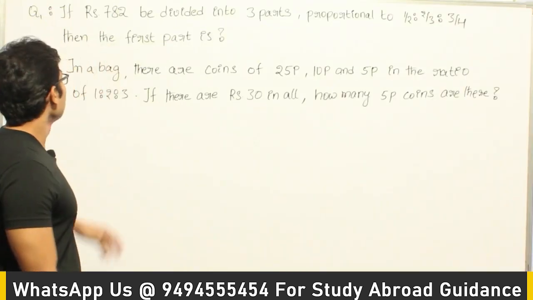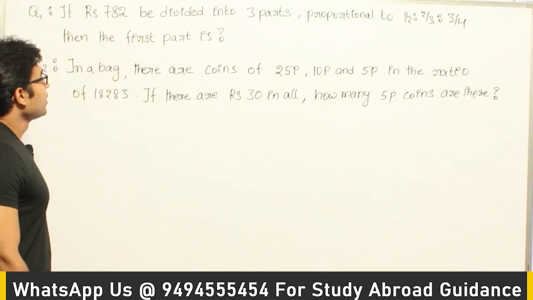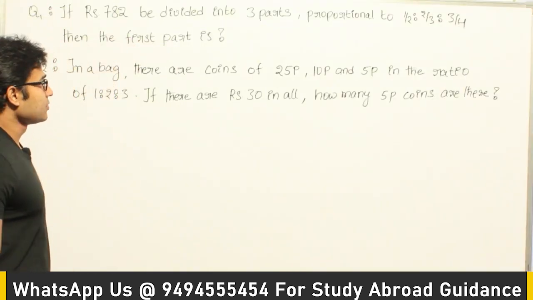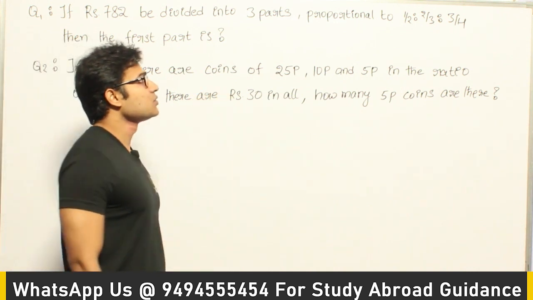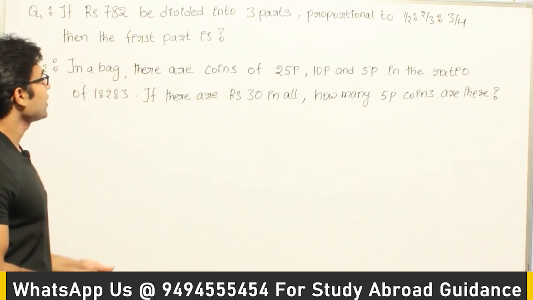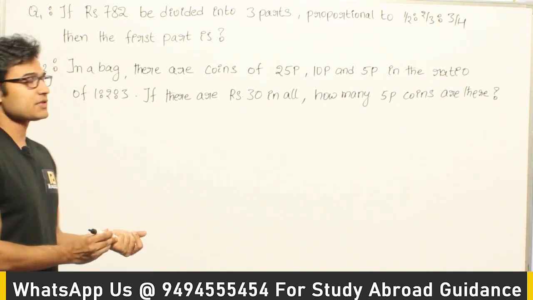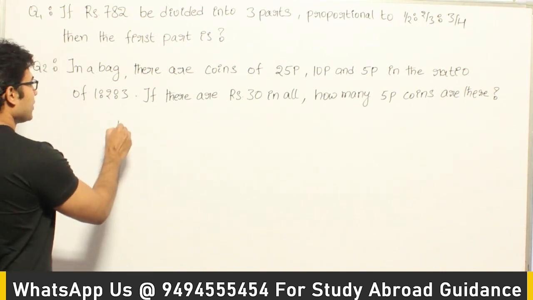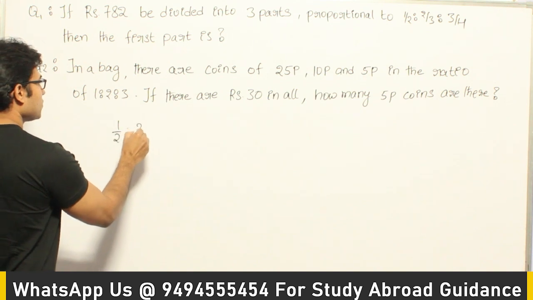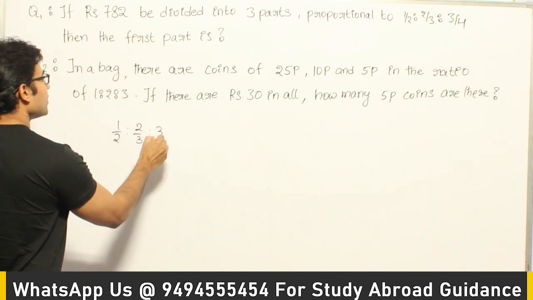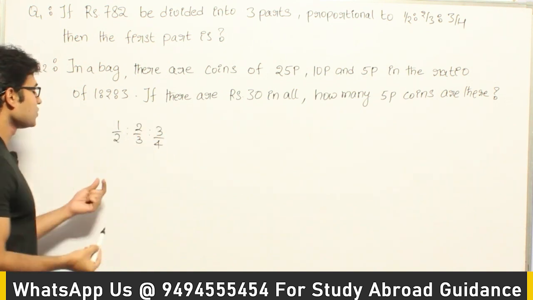Let's see this example. If rupees 782 is divided into 3 parts proportional to 1/2 is to 2/3 is to 3/4, then find the first part. Now they are giving the ratio in terms of fractions. So like this. The ratio is given as 1/2 is to 2/3 is to 3/4. This is how they have given the ratios.